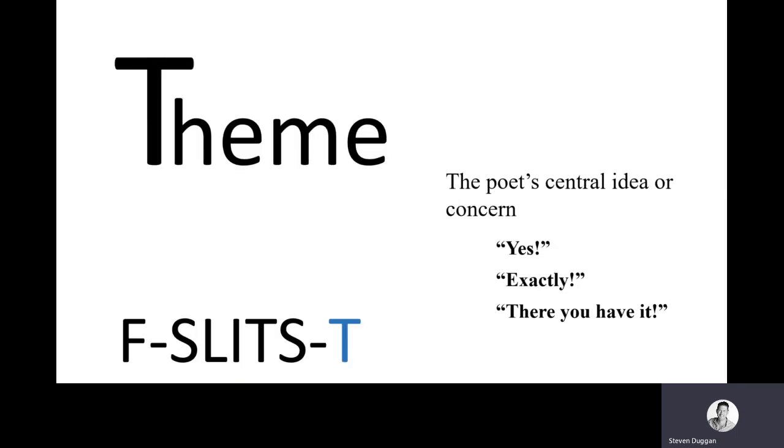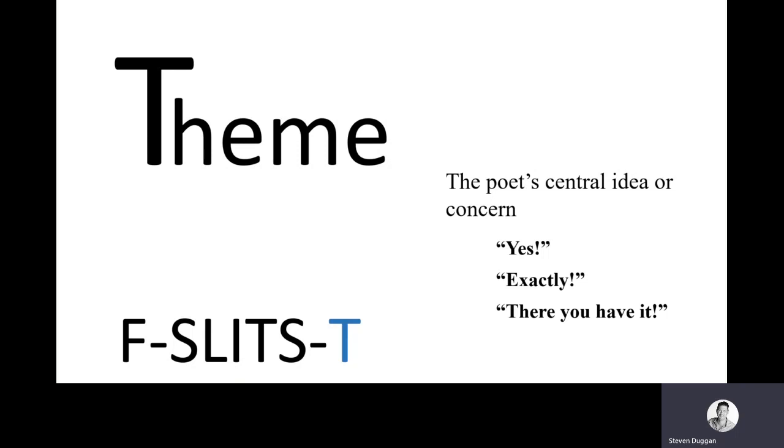So at last we come to theme, the last of the F SLITT. Well, what is the theme? Effectively, it's what the poet is writing about, or their belief about the central concern. And the good news here is you can't be wrong. The reality is, whatever view you have, whatever opinion you express, as long as you can back it up with some lines, some quotes from the poem itself, then your subjective view is as good as anyone else's. And that's the view the examiner will take.